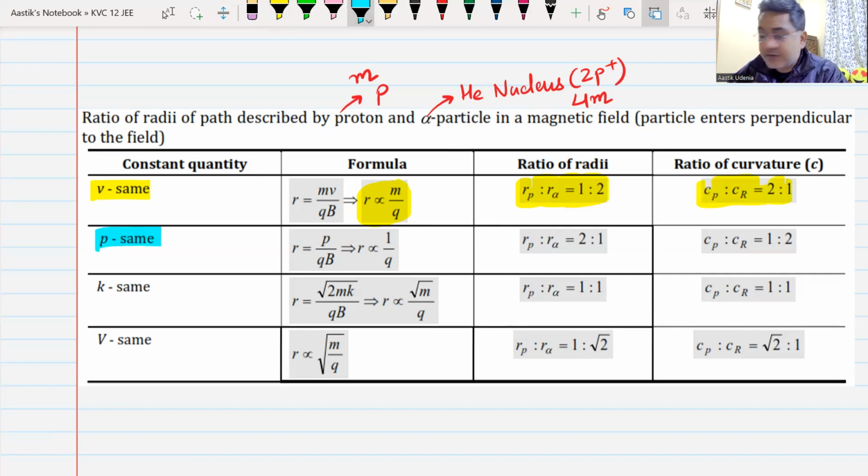The second thing, they will give you p same. The third thing, they will give you same kinetic energy. Fourth case, they might give you same potential difference. So just write these. These are directly proportional to m by q or q by m or root over m by q or root over q by m. These are questions which I am giving you in a tabular form. Do we understand this? So do it fast. I'll give you 2 minutes to do it.